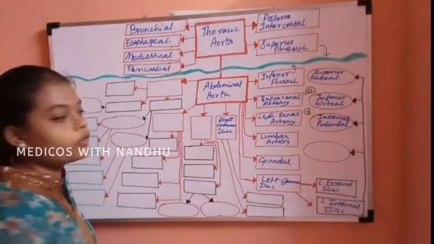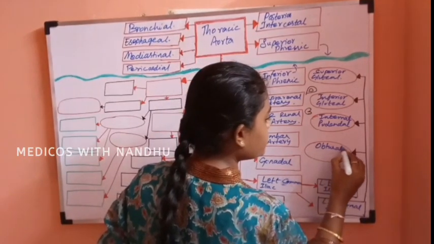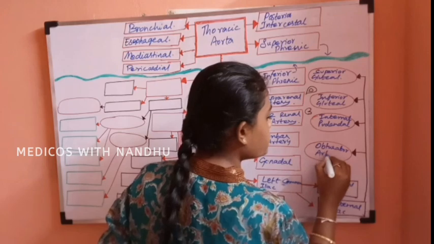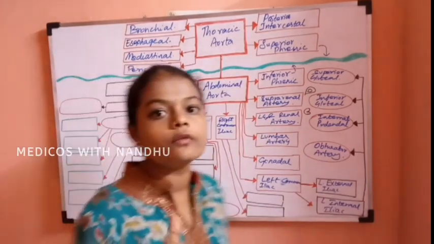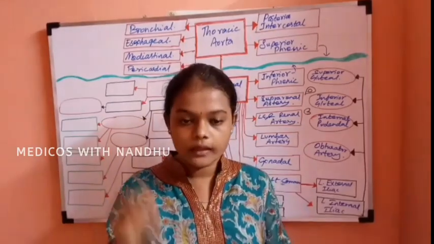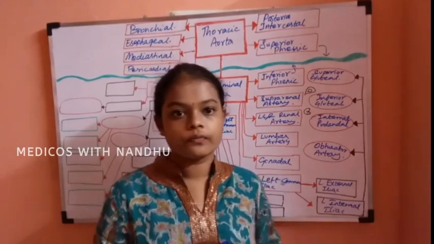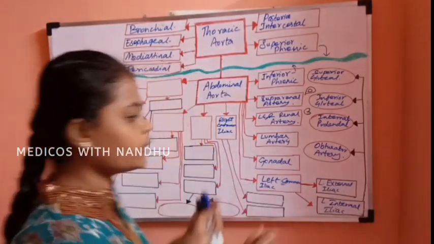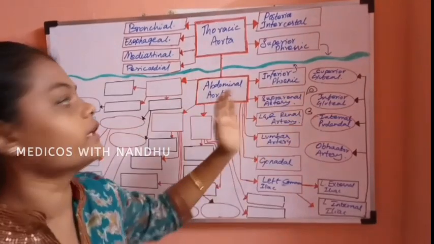At last we have the obturator artery. The obturator artery mainly supplies the medial compartment of the thigh, the middle compartment of the thigh. So this is about this side of the abdominal aorta.